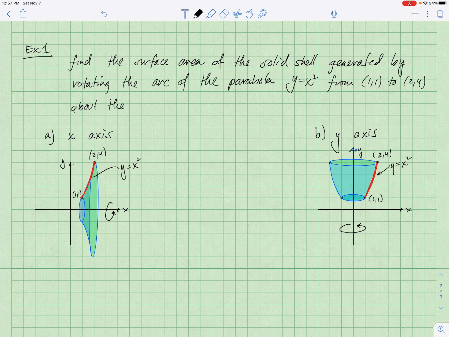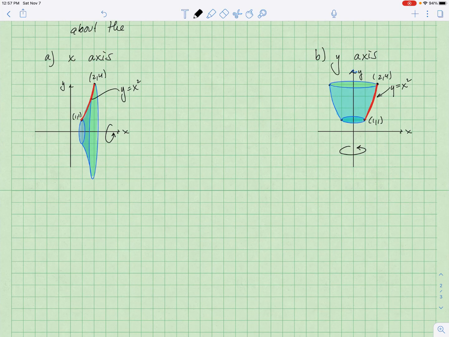So I want to look at the two differences here because they are quite different. There's a couple of different ways that we can do B. A is pretty straightforward, though. Part A here is just around the x-axis, so let's start with the general surface area formula with respect to the variable x. We have the integral from x equals a to x equals b of 2 pi times the radius as a function of x times the square root of 1 plus f prime of x quantity squared dx.